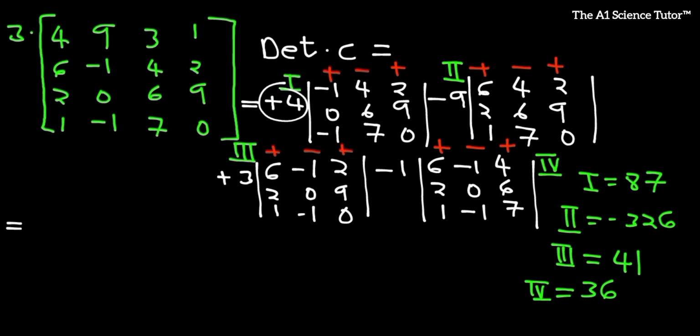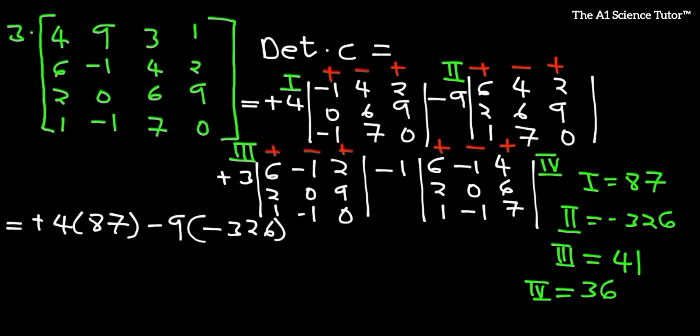So we have positive 4 multiplied with the determinant, which is labeled 1. So this is actually the determinant of that one. So this should give us plus 4 multiplied by 87. Now here we have negative 9. That is multiplied by the second determinant, which is negative 326. Now we have a third one. So that is 3 multiplied by that. So this is the 1, and we have that to be 41. And this is minus 1 multiplied by this. We know this is going to be a 36.